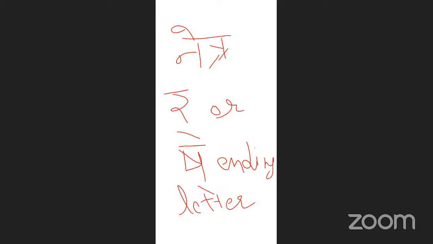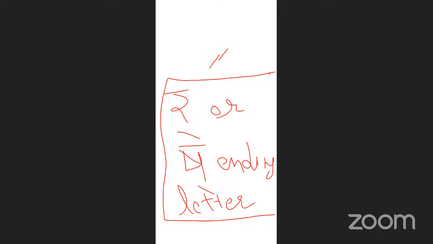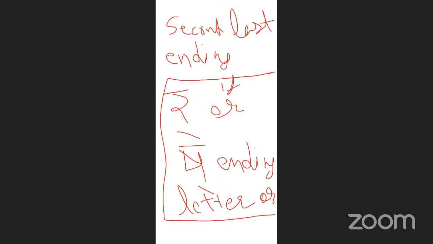the rule is, if ra or sha is at the ending letter or at the second last ending letter. I don't have place now, so I'm writing here. Ra or sha, at the ending letter or at the second last ending letter.